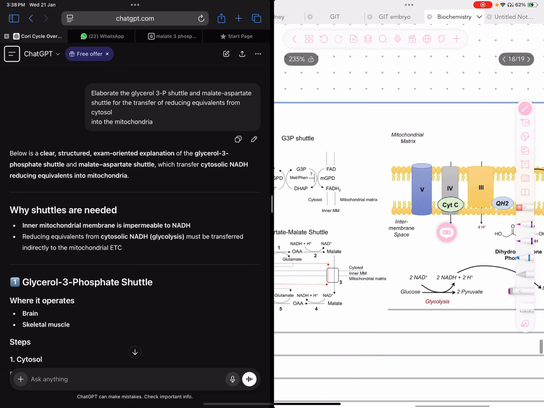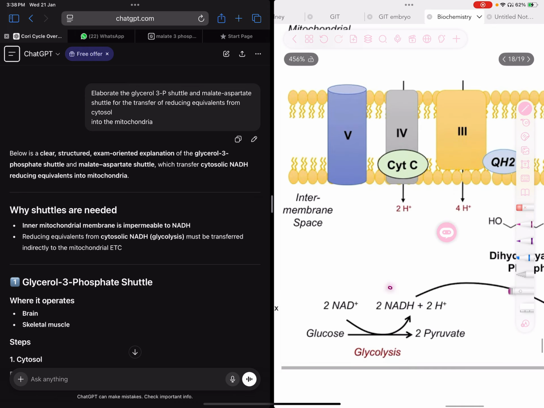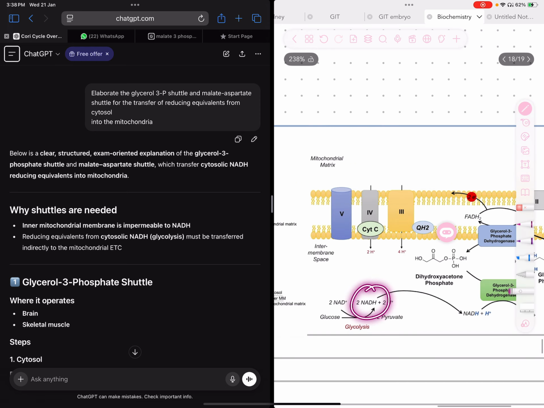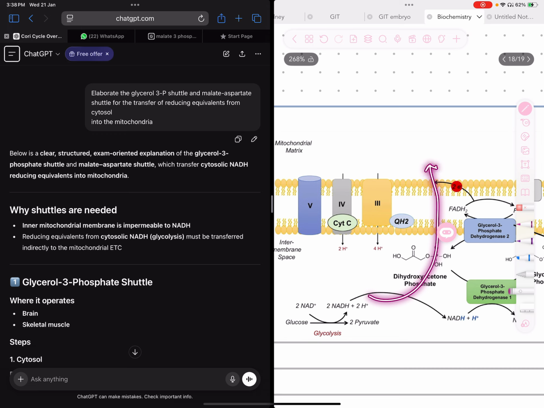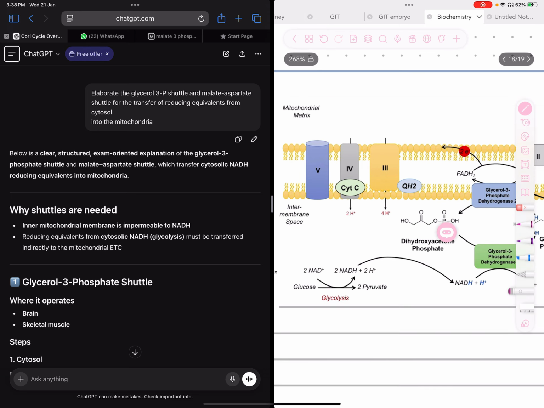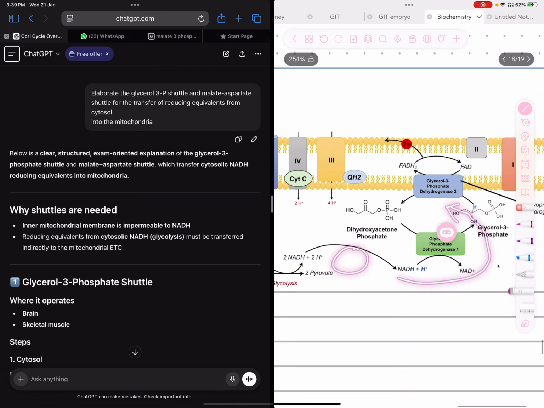In a mitochondria membrane, particularly the inner mitochondrial membrane, this is impermeable to NADH. So you won't be able to transport this NADH from the cytosol into the mitochondrial matrix. You cannot do that because the mitochondrial membrane is impermeable to NADH. So reducing equivalents from cytosolic NADH must be transferred indirectly to the mitochondrial ETC. So the shuttles help with the transportation of this NADH to the mitochondrial electron transport chain.